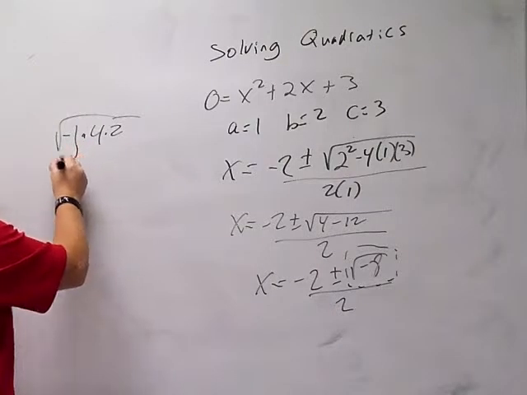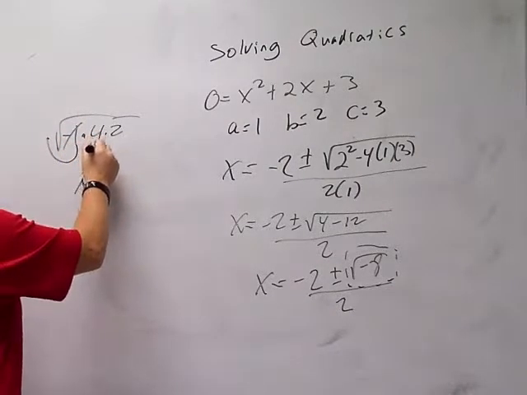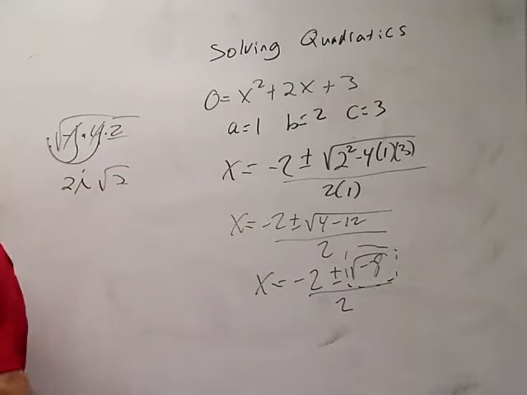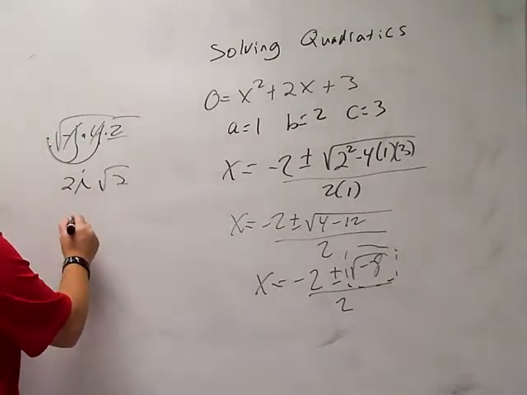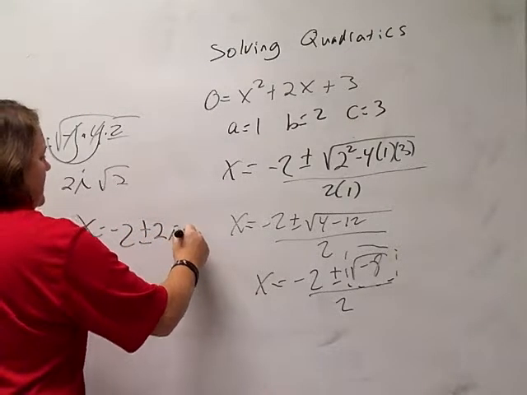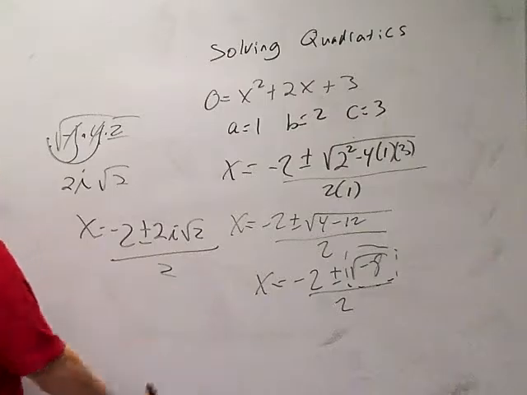Okay, negative 1, the square root is i. That gets to come out. 4, the square root is 2. That gets to come out. 2 doesn't have a perfect square, so it has to stay in. So now I'm looking at x equals negative 2 plus or minus 2i square root of 2, all over 2.